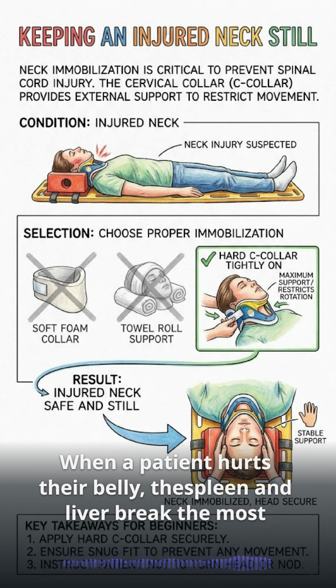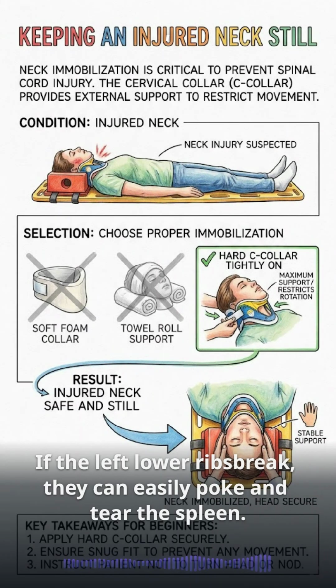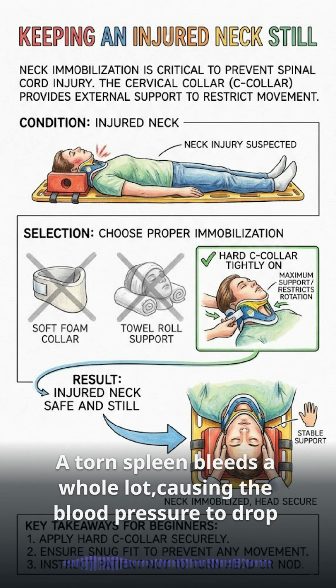When a patient hurts their belly, the spleen and liver break the most often. The spleen sits on the left side, under the lower ribs of the patient. If the left lower ribs break, they can easily poke and tear the spleen. A torn spleen bleeds a whole lot, causing the blood pressure to drop down.